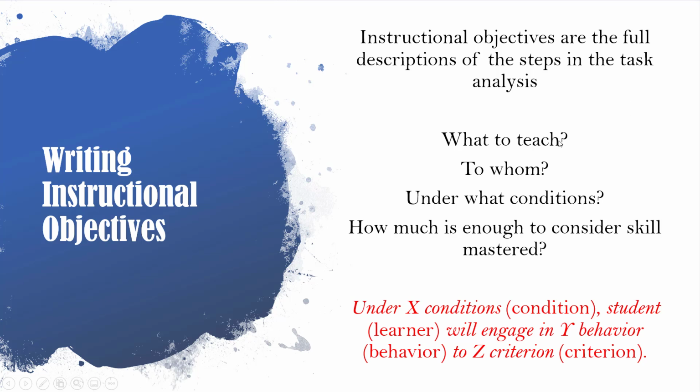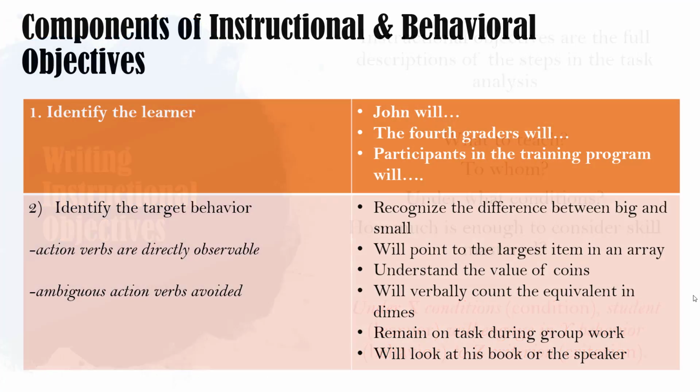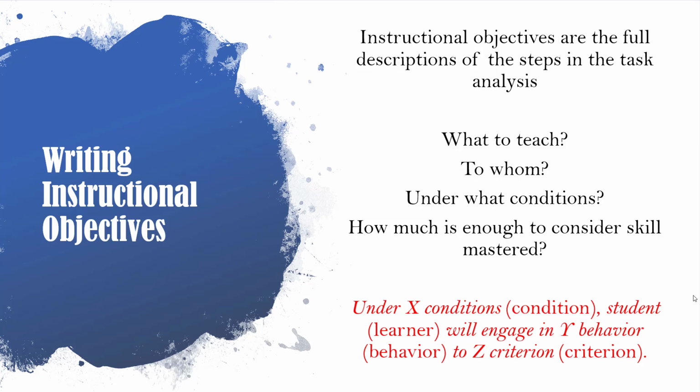So when you look at what to teach to whom, under what conditions, and how much is enough to consider the skill mastered, you're going to write it like this. So the first thing you're going to see are the conditions, then you're going to see the student learner, then you're going to see the behavior, and then you're going to see the criterion. So this goes back also to being able to define behavior and measure it and keep up with it and provide feedback and things like that.